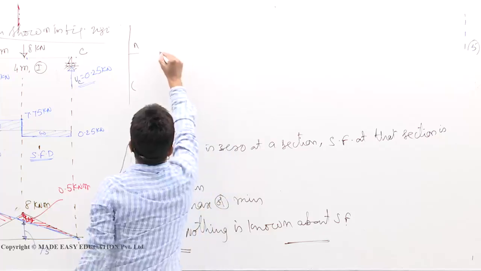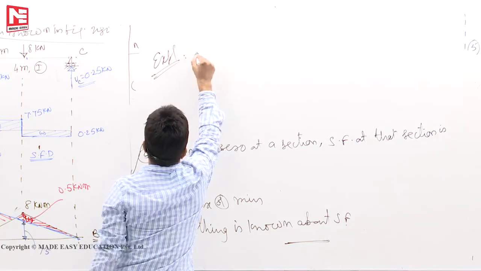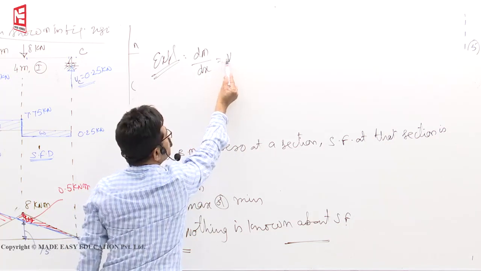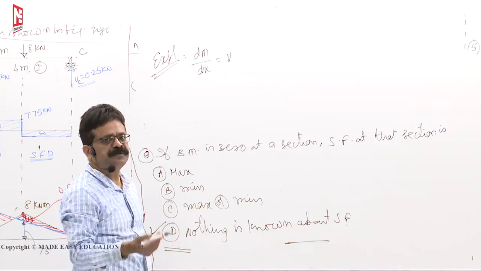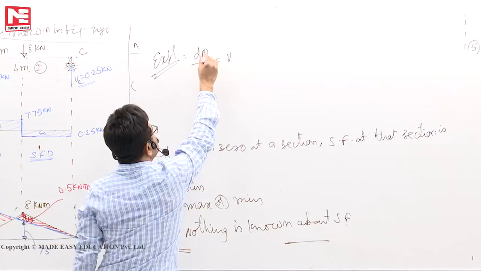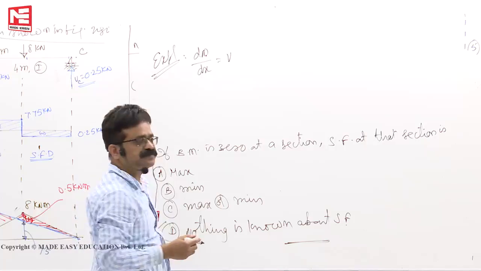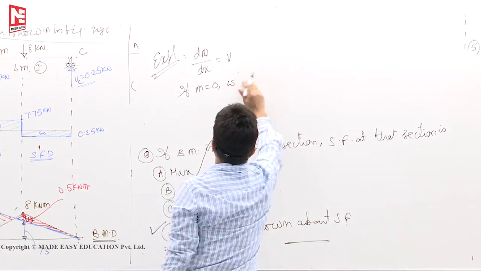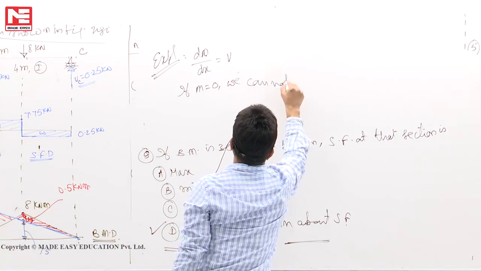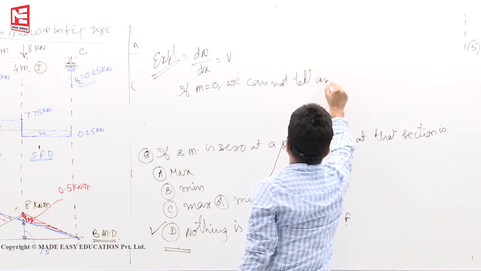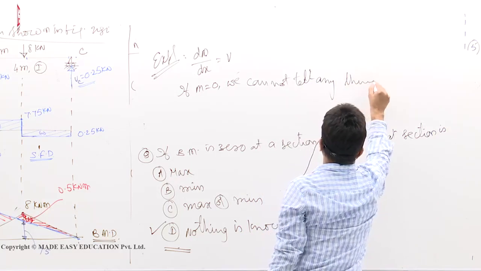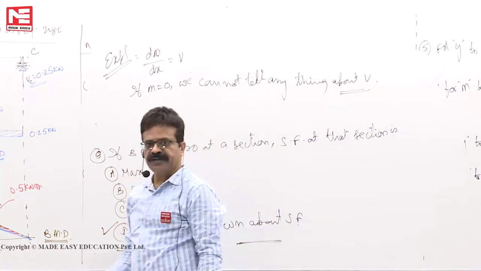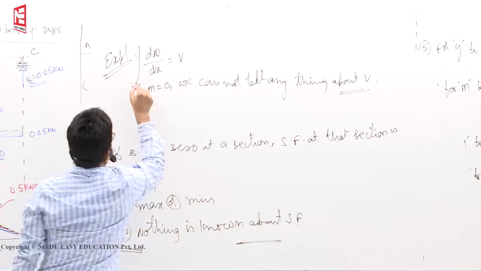See here, explanation for that is this one. dM by dx is V. If V is 0, then we can tell something about M, minimum or maximum. If M itself is 0, then dM by dx can take any value. If M is equal to 0, we cannot tell anything about V. Okay. So, this comes from this expression.